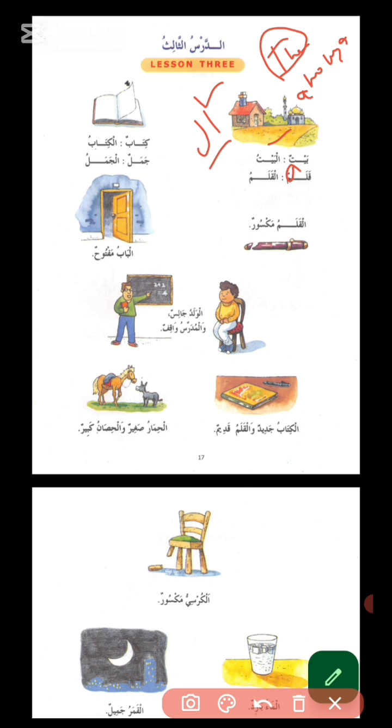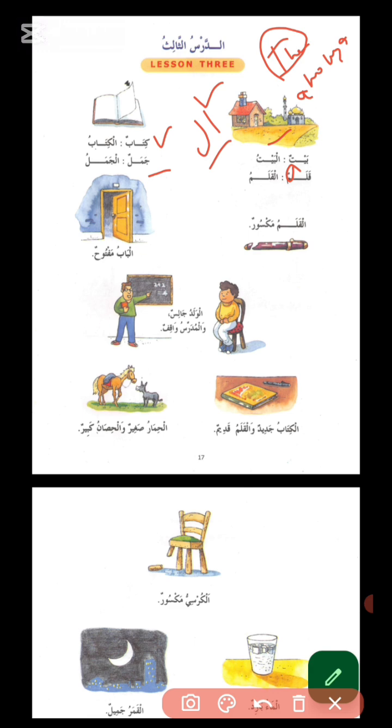Likewise, we will say kitabun, not kitabu, because it has no definite article. So if it has no definite article, we will pronounce it with the on sound. Kitabun with tanween, a book. Al-kitab, the book. Jamalun, a camel. Al-jamalu, the camel.